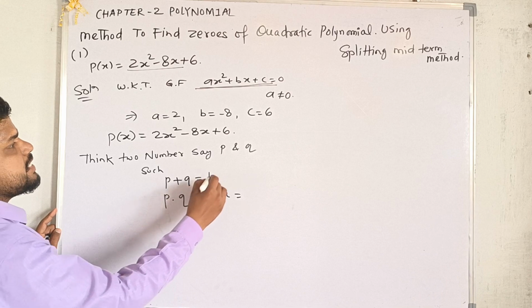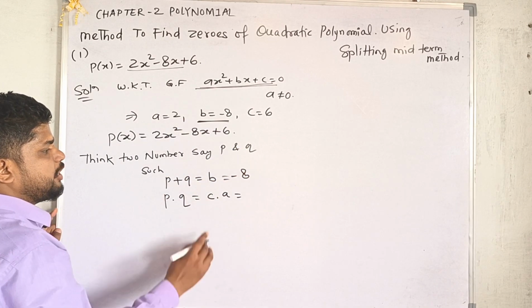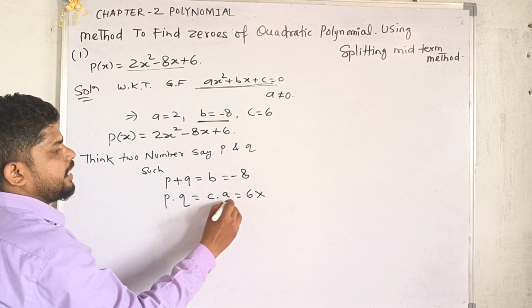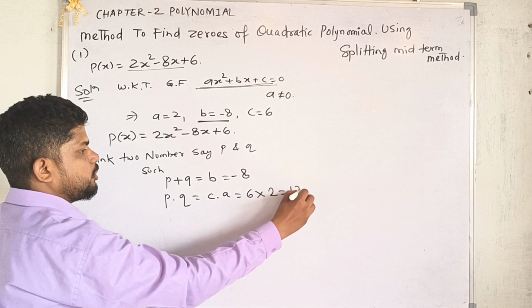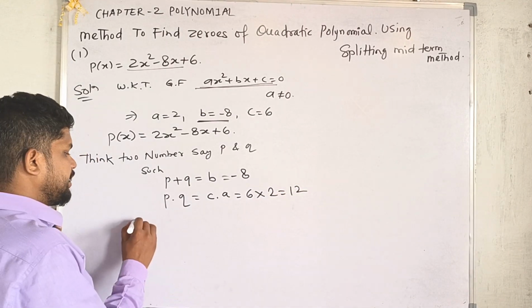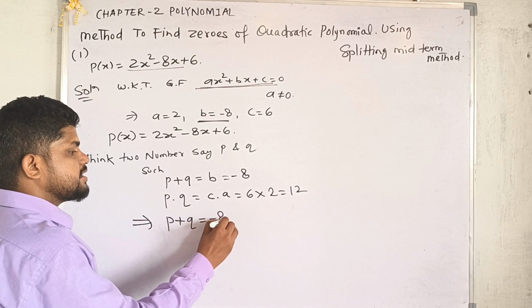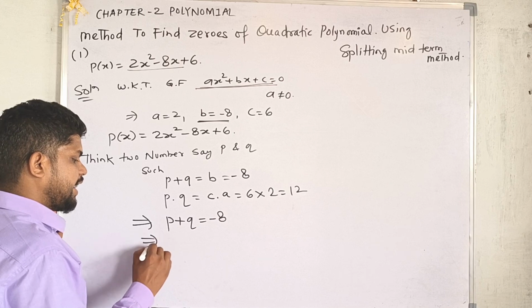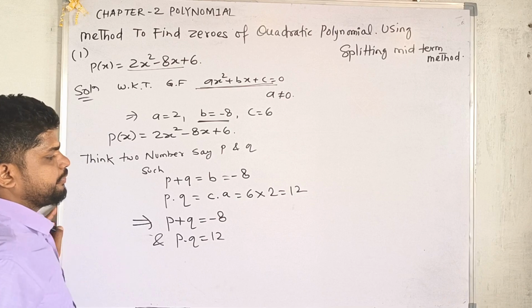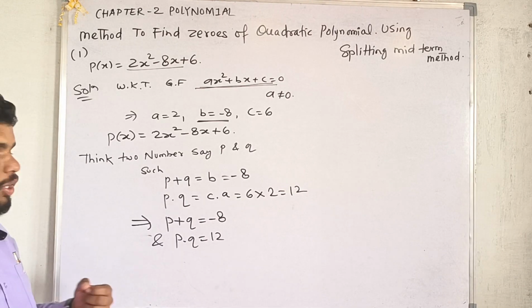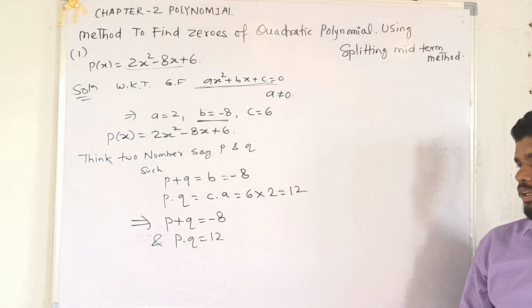So here we have taken the value of b is equal to minus 8, the value of c is just 6, and the value of a is 2. So 6 into 2 is 12. So basically we need to think about two numbers p and q such that their sum is minus 8 and their product is 12. So think about two numbers whose sum is minus 8 and product is 12.